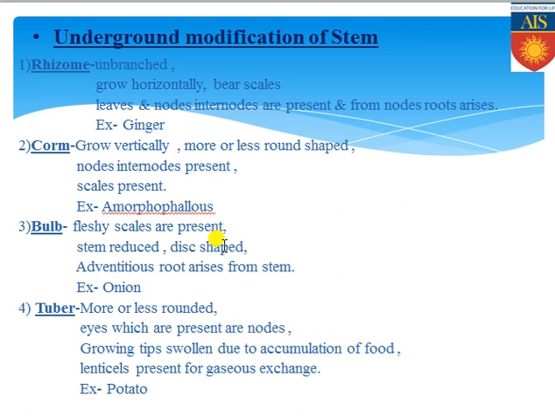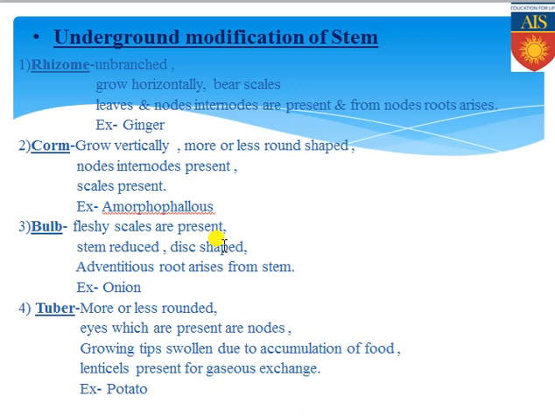First one, that is the rhizome. Keep it in your mind, this is a kind of stem which is unbranched. It always grows horizontally and it always bears scales. Scales means scaly leaves. Leaves, nodes and internodes are present, and from the nodes roots arise. So small scaly leaves are present, with nodes and internodes, and from the nodes the roots are also arising. The example of the rhizome is ginger, which we all know and commonly see in our house.